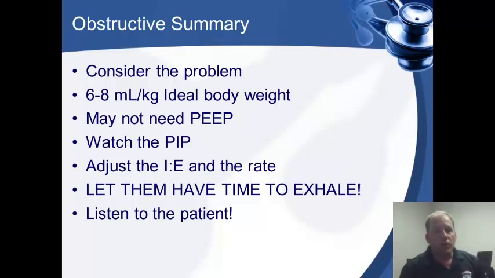All right, so to summarize our obstructive strategy, we're going to consider the problem and address it by giving them a tidal volume of about 6 to 8 mL per kg. This is ideal body weight. Just because we get larger, our lungs don't. So we don't want to base our tidal volume on the patient's actual weight, so be careful not to do that. You may or may not need PEEP.